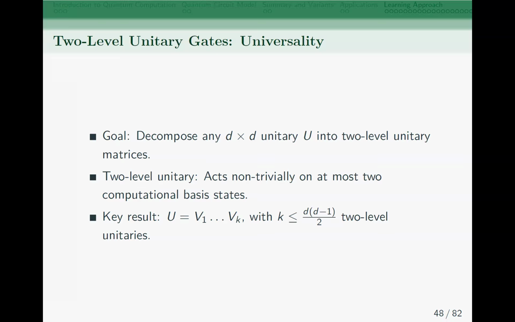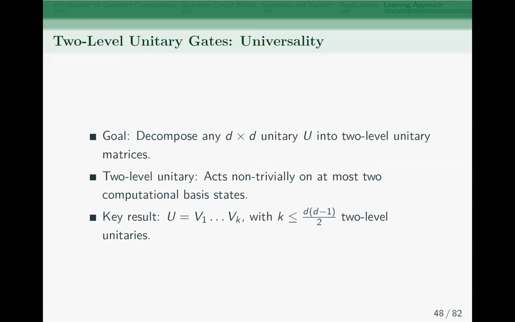For example, CNOT is a two-level unitary, right? Because as a matrix it is a small corner, and the rest is the same as the identity. This is the definition. Simply speaking, a two-level unitary acts nontrivially on at most two computational basis states. So the claim is that if you take any d by d unitary, I can decompose it into two-level unitaries.